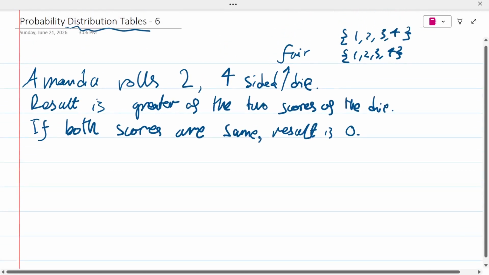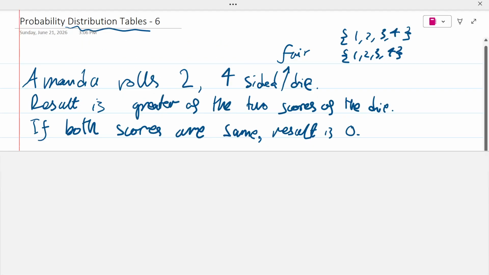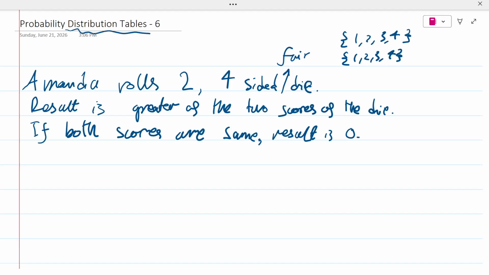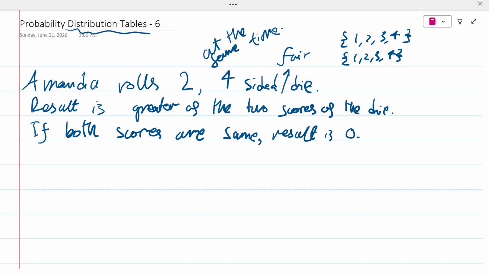So I do have a scenario right here in front of me, and first of all, we're going to find all the probabilities, just like we would have done had we not been learning about probability distribution tables. Amanda rolls two four-sided fair dice at the same time. You would see that in examination questions. The result is going to be the greater of the two scores on both of the dice, and if both of them are the same, the result is going to be zero. This is the scenario we have.